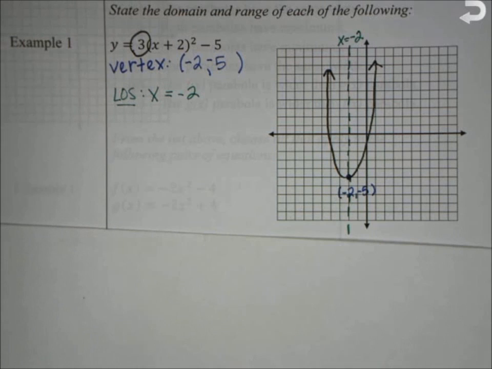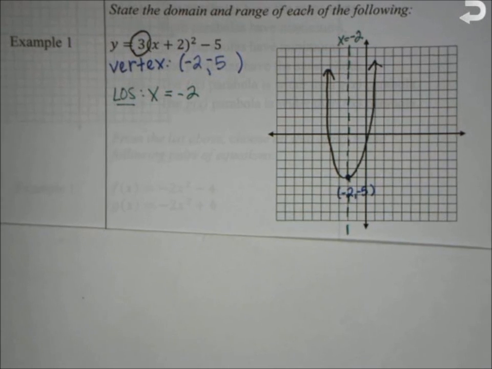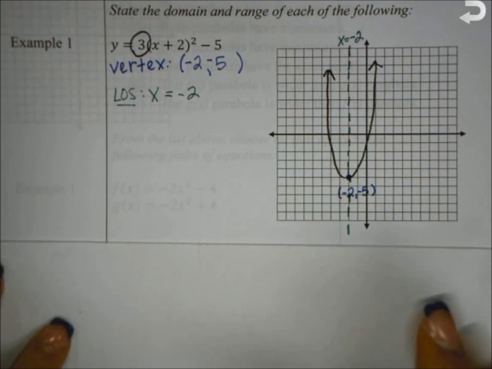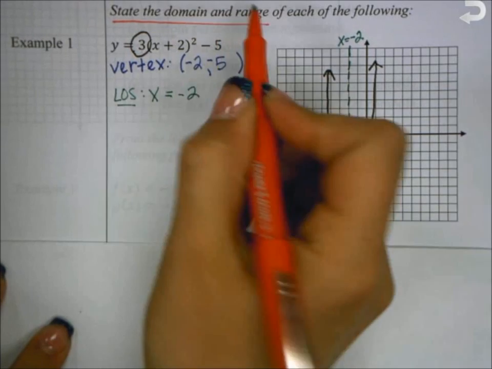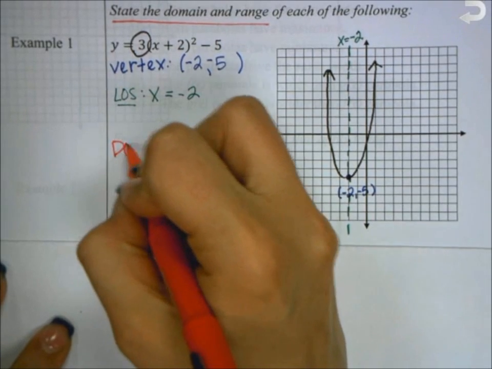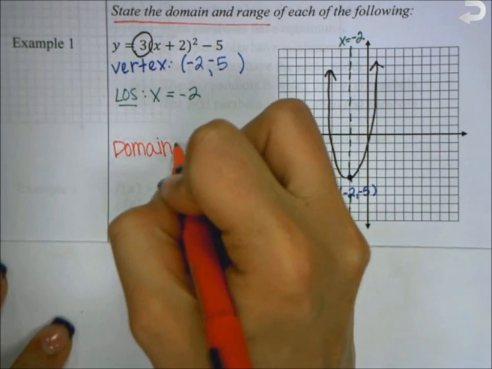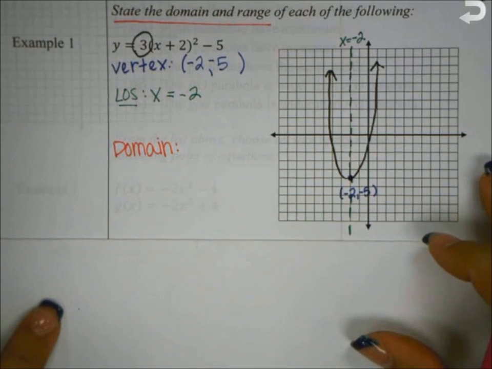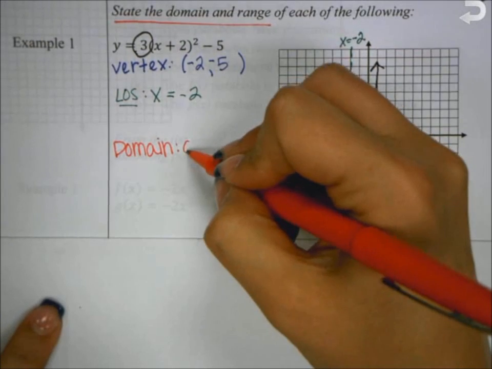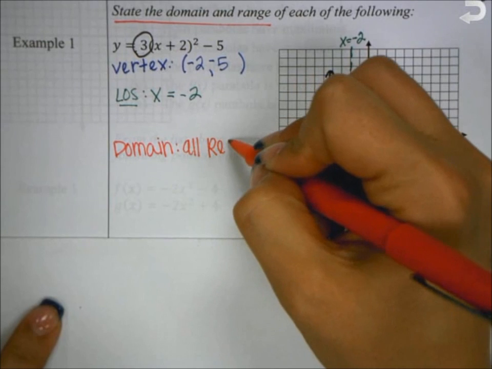And then my problem asks me to state the domain and range. So let's find the domain. Domain, what can I plug in for x here? Anything. So our answer is all reals for domain. And we always capitalize the R in reals because it's like the formal name of a set. There's different types of sets.